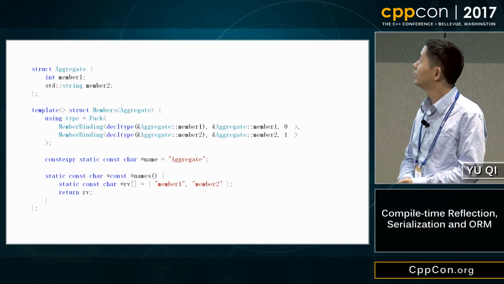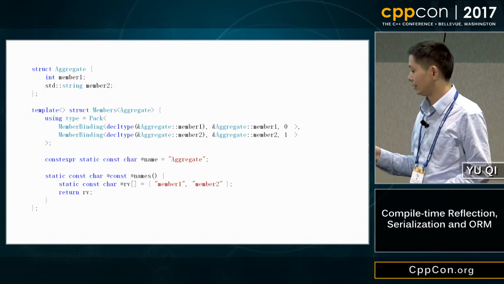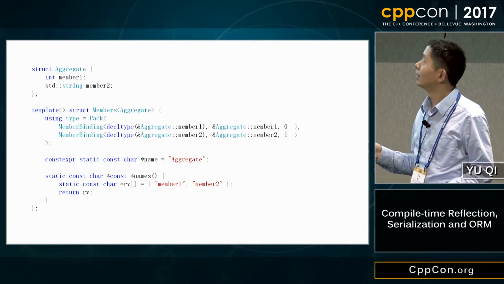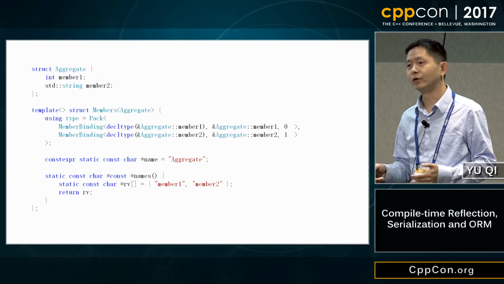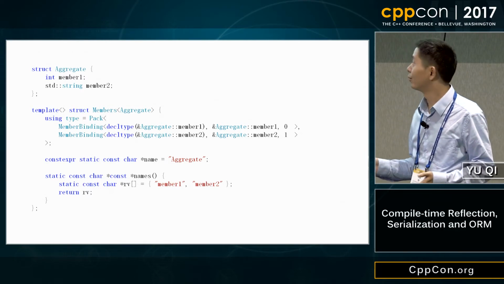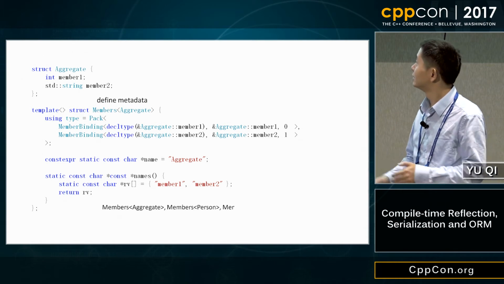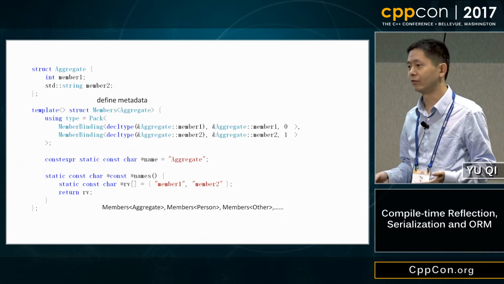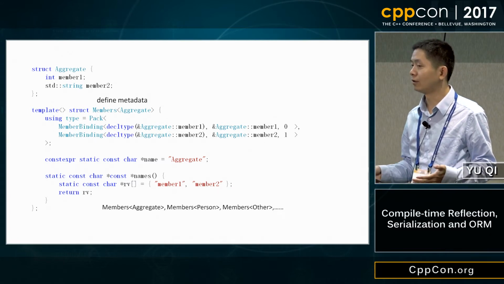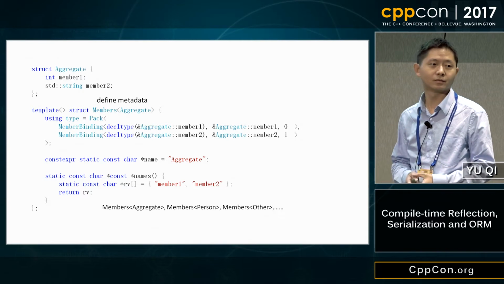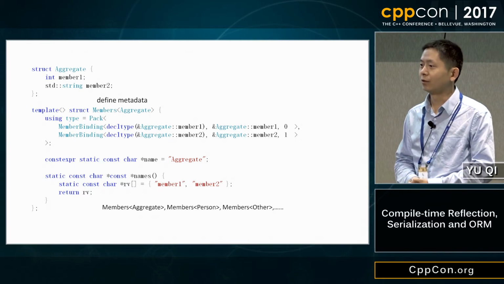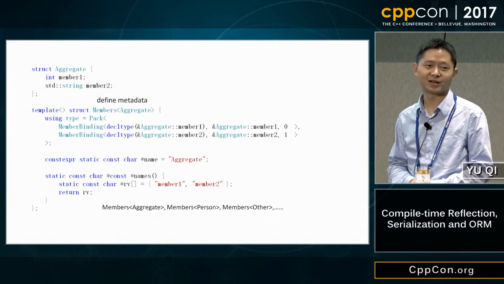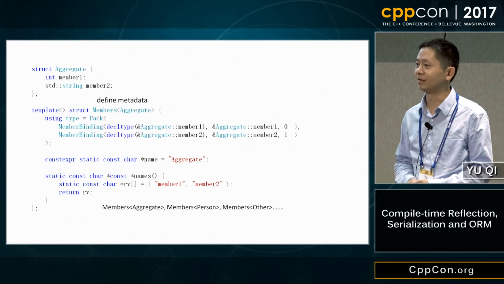However, there are some problems. Yeah, this is the definition of object aggregate. If we want to reflect other objects, we have to write similar code, right? So it's also very tedious, and we hope the code can be automatic. So who can help us? Yeah, the macros can help us generate the code automatically.